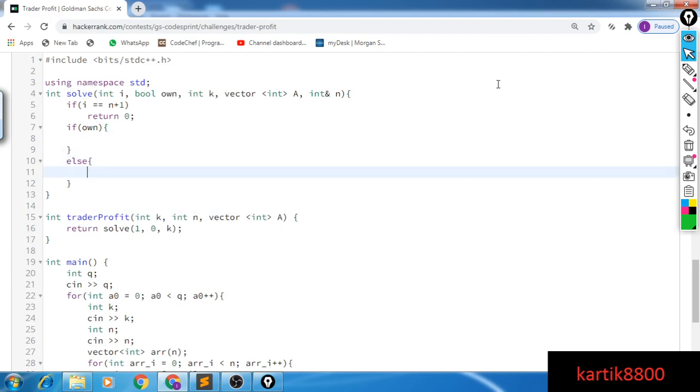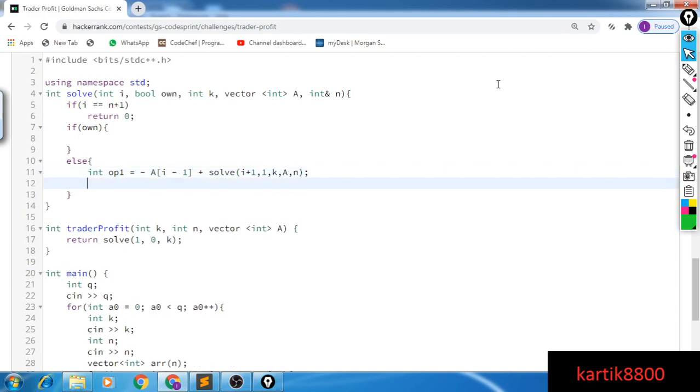Let's implement that I do not own a stock first. So I have two options. One is that since I do not own a stock, I may buy a stock. Buying a stock means that I'm losing some money. So I can say minus A at I-1, the cost of the stock that I'm buying, plus the maximum benefit I could make from the state I+1, I own a stock, and I can make k transactions, and the same dummy variables.